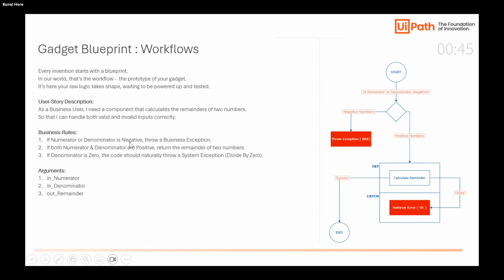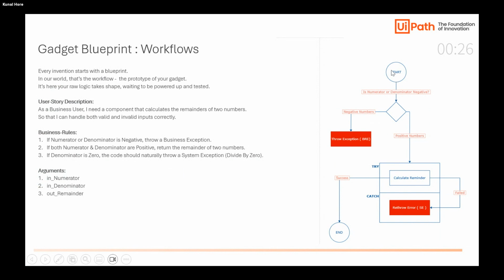If the numerator or the denominator is negative, you should have a business exception. If both numerator and denominator are positive, it should return the remainder of the two numbers. And if the denominator is zero, then you should throw a divide by zero error. And these are the arguments that your process needs.